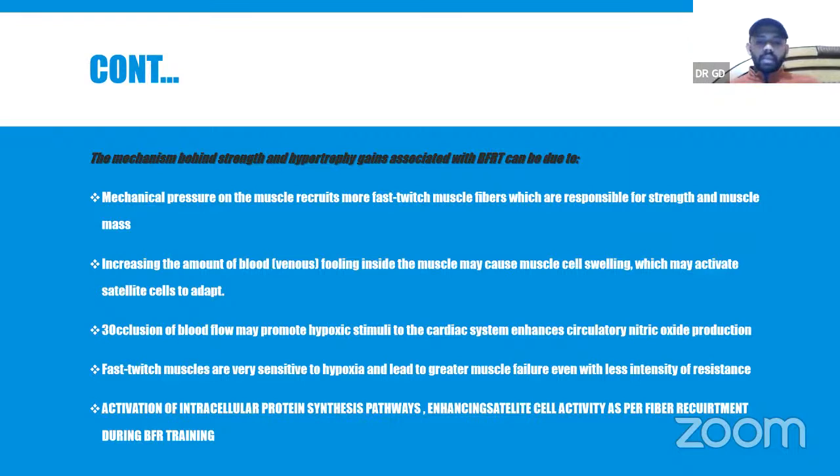Occlusion of blood flow may also promote hypoxic stimuli to the cardiovascular system, because you are arresting and reducing the blood flow. Your cardiovascular system thinks there is an occlusion. Whenever there is occlusion, you need nitric oxide. Nitric oxide is the nitrates in the blood, and they are very unstable in the blood. The significance of nitric oxide is that it dilates the blood vessels. Also it gives a good signal for new blood vessel formation by stimulating the endothelial growth factors. So you are producing more nitric oxide with blood flow restriction training.